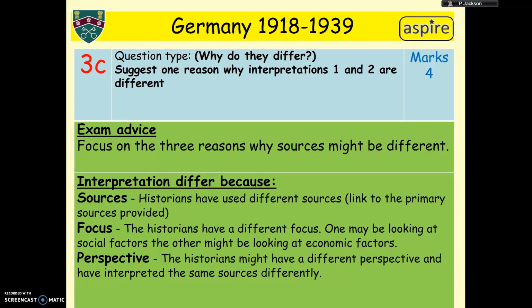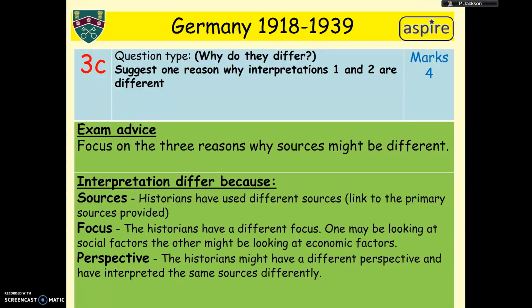So probably the best way to actually answer this question is to link it back to the primary sources. All the sources in question 3 are on the same topic. So in the specimen paper, they're all about Hitler Youth, for example. So you might be able to explain that interpretations 1 and 2 have come to different conclusions because they might have used different primary sources, and then link that to source B and source C on the exam paper.